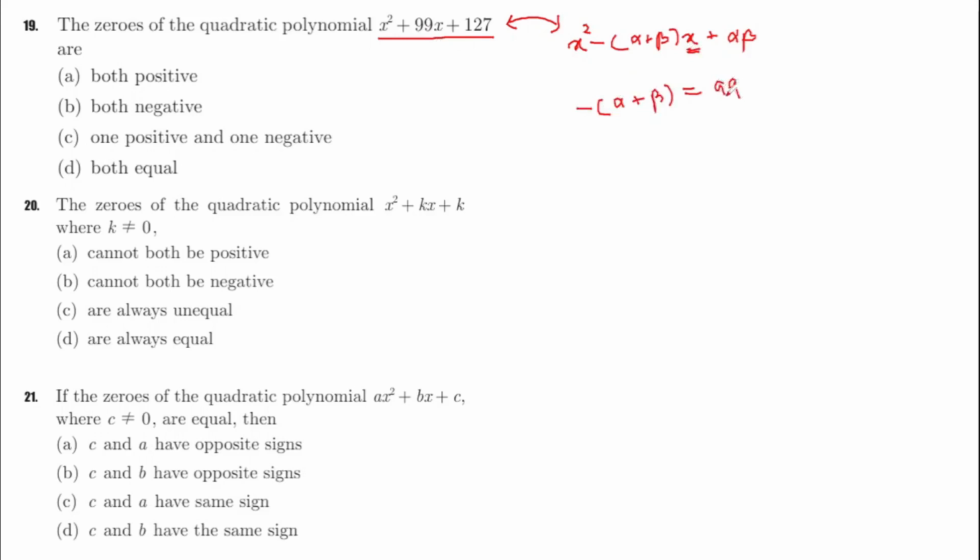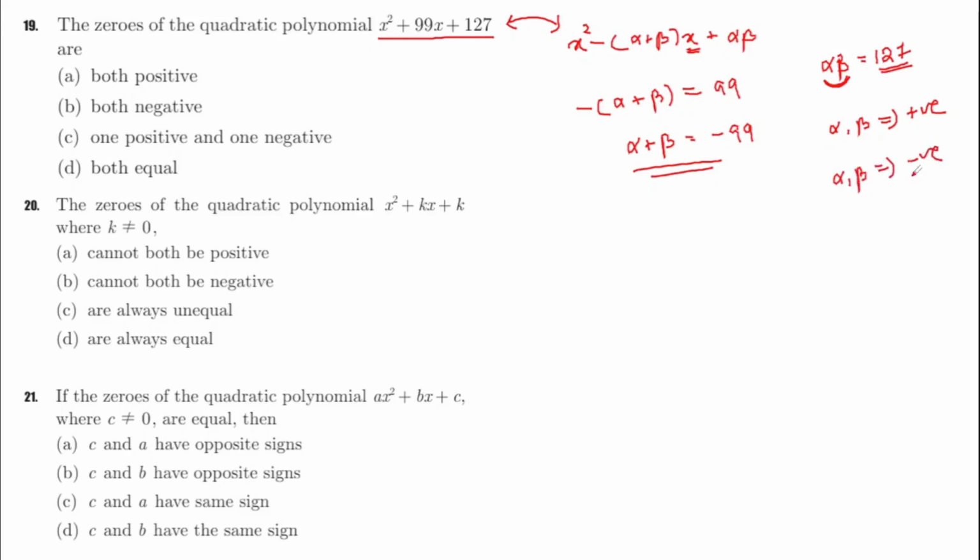Okay. That means alpha plus beta is minus 99. Again, alpha into beta is given as 127. So you can see that alpha and beta are two numbers multiplying which you will get a positive number. So if you multiply two numbers and you get a positive number, that means both alpha and beta are positive or both alpha and beta are negative.